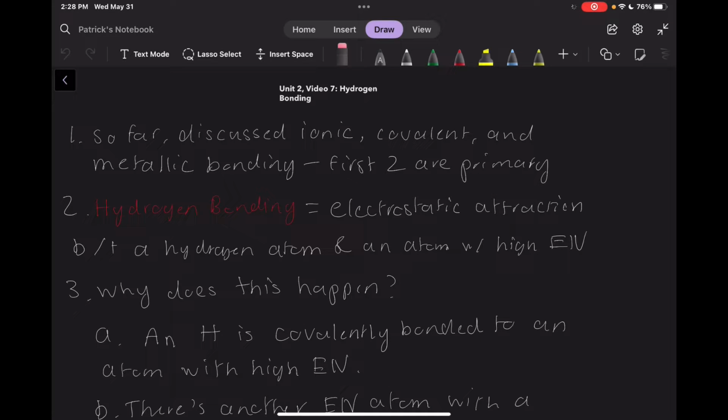In the previous video, we learned how polarity relates to molecular structure. Today, we're going to close out Unit 2 by looking at hydrogen bonding.